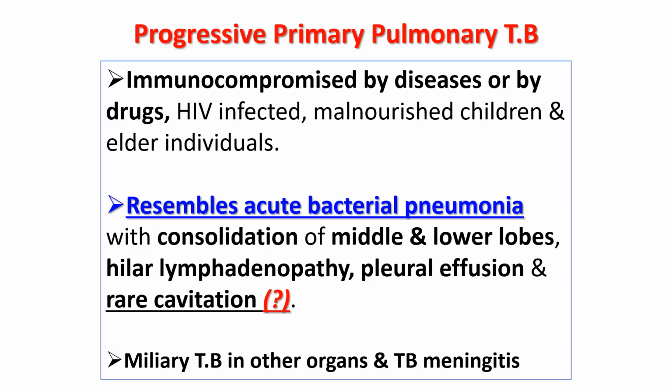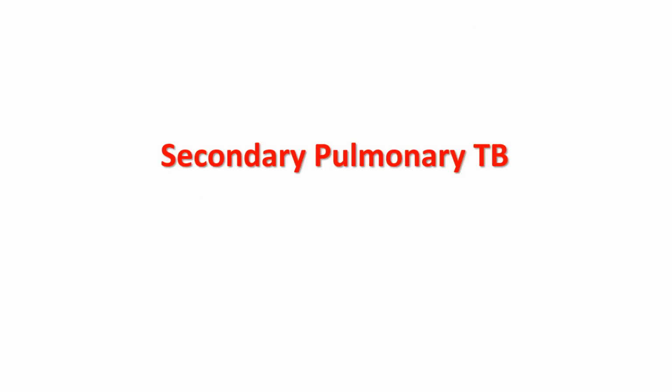Why is there rare cavitation? Yes, because the immune system is not well prepared to attack the organism in this way, because they are immunocompromised. Okay, miliary TB in other organs and TB meningitis. Miliary TB we will discuss in detail.